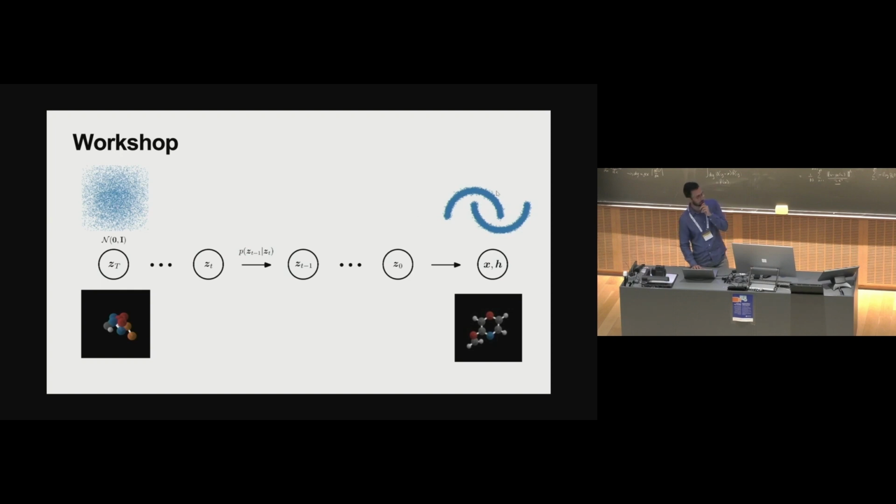The first one is the toy experiment. When we sample a Gaussian distribution, we can map it back to the two moons distribution. That's the toy experiment, and then we can also do the same for QM9.